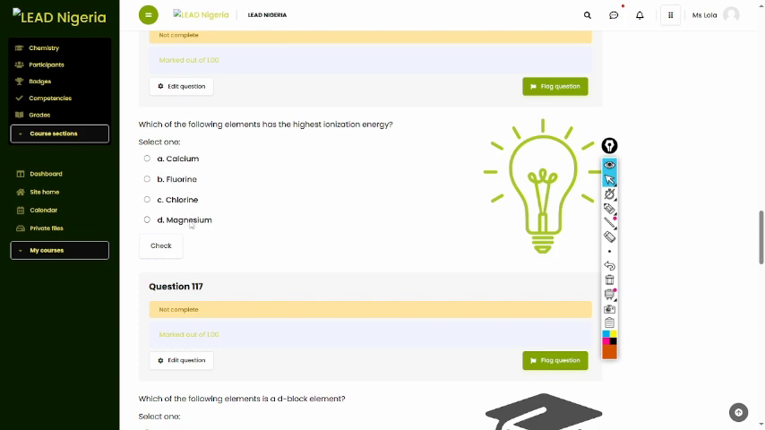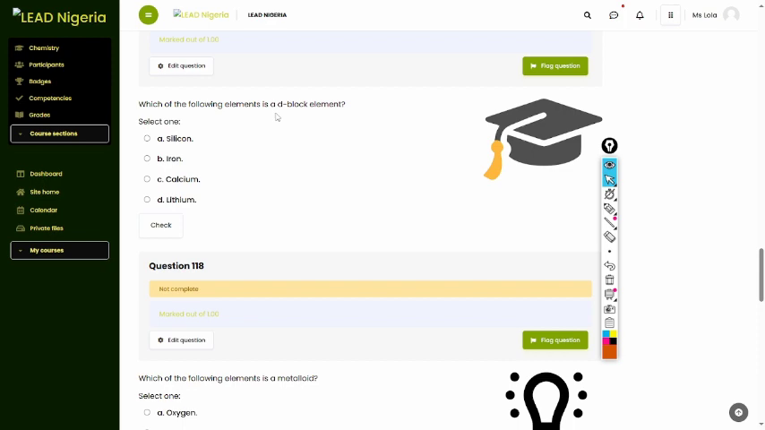Magnesium is also out of it. Now between fluorine and chlorine, although they're in the same group, chlorine is in period 3 while fluorine is in period 2. So it means fluorine will have a higher ionization energy because the shell of fluorine is still closer to the nucleus compared to chlorine. So the answer is B.